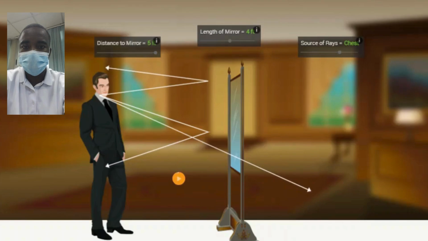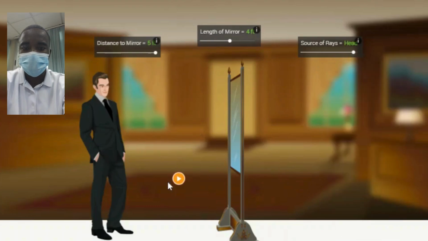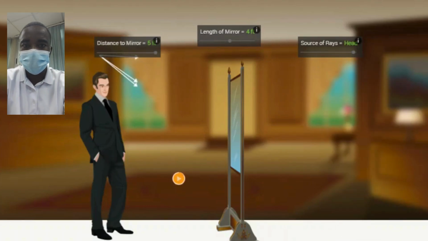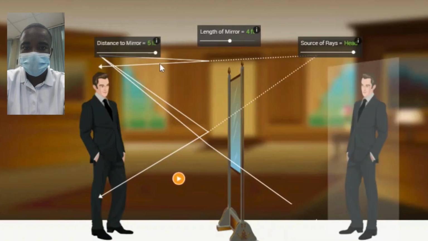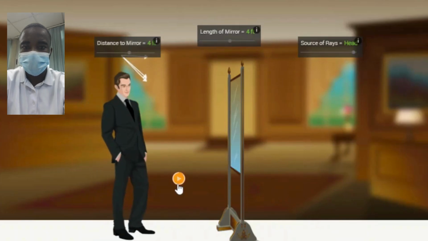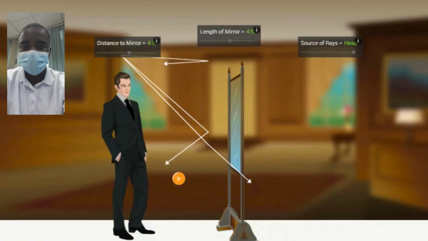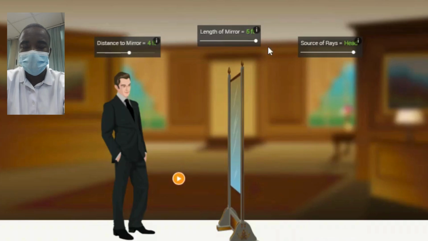The value of simulation in learning. Physics is often best understood through visual representation and hands-on experimentation. While theoretical explanations are crucial, interactive simulations allow students to experience the principles in action. This makes abstract concepts more tangible and engaging. The ability to adjust distance, mirror length, and ray source in the simulation provides students with an opportunity to test and observe the effects of each parameter. Instead of merely memorizing facts about plane mirrors, they can experiment and see firsthand how images form under different conditions. This interactive approach fosters curiosity, encourages critical thinking, and enhances comprehension.